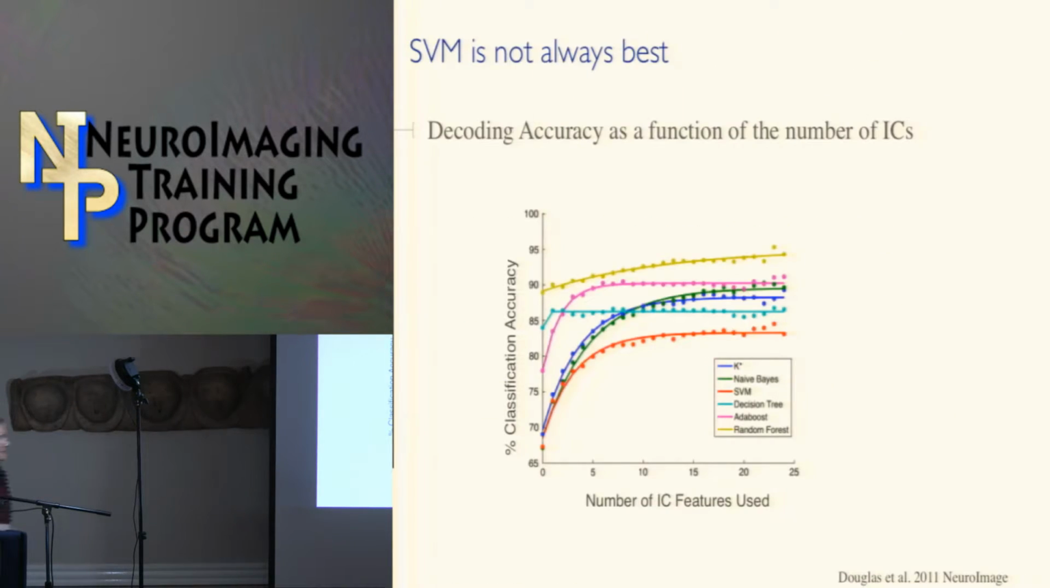This is an example that I actually have from a few years ago on some human decision-making data. And it actually turned out, this is the group level result. I compared K star, which is similar to K nearest neighbor, but it's more stochastic, naive Bayes, support vector machine, decision tree, AdaBoost, and random forest, which is a way of bagging different decision trees.